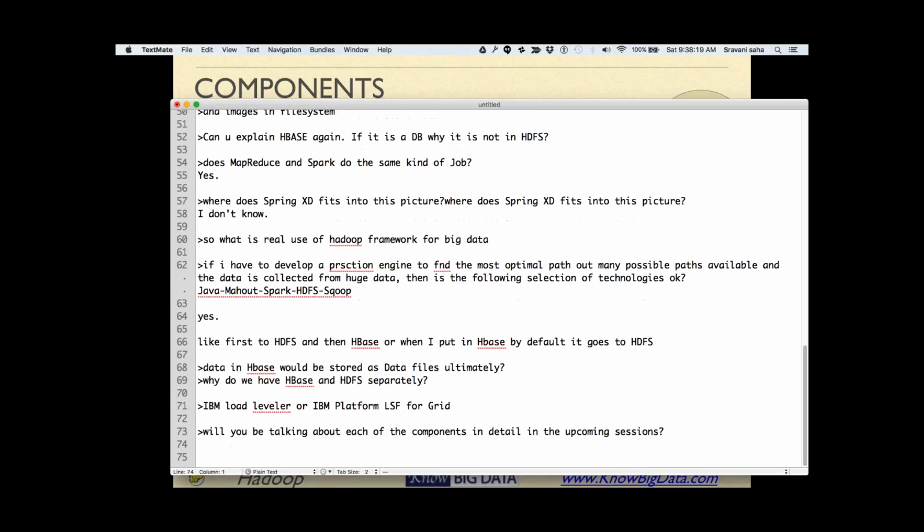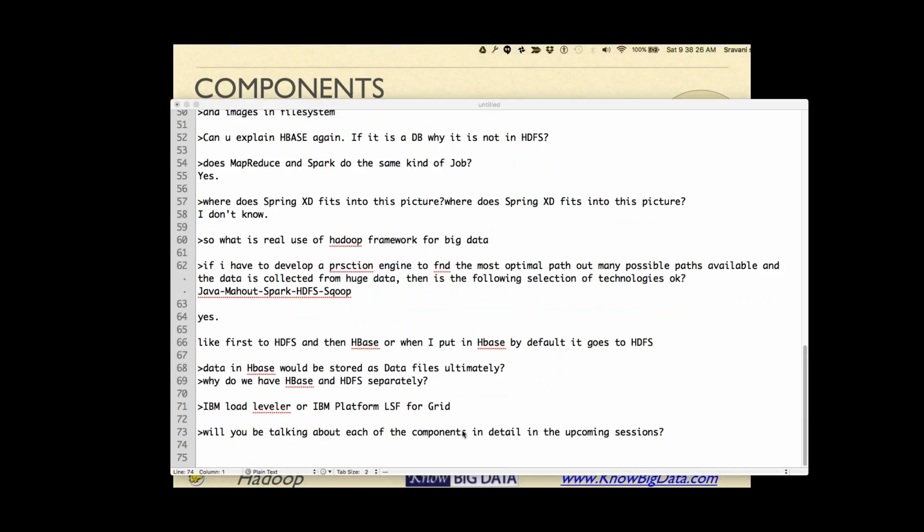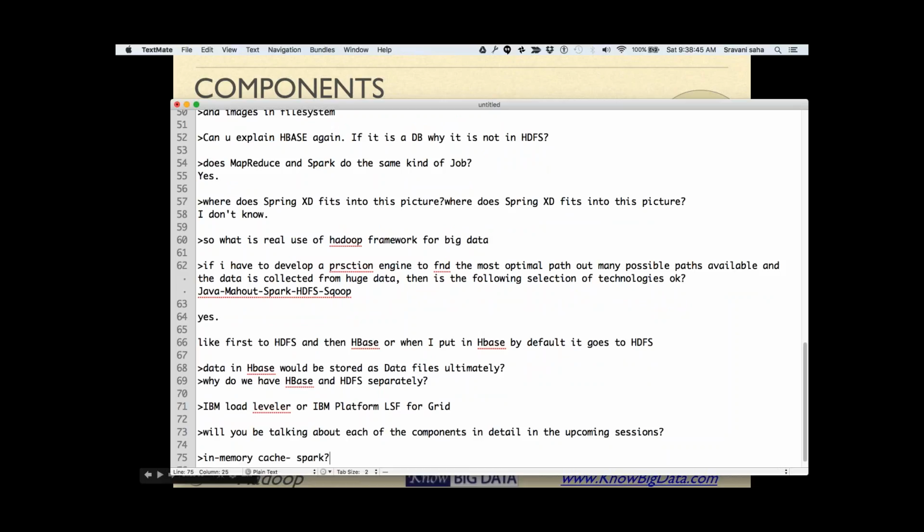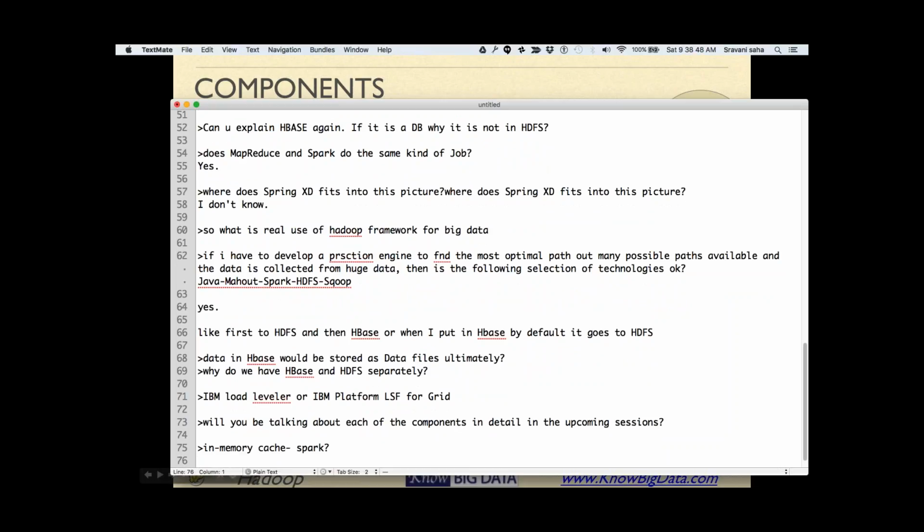Will you be talking about each component in detail in the upcoming session? That's Mamta's question. Yes, thank you, Mamta, for asking this. All of these components, whatever we have talked about today, we will go into the details, along with one more component called Zookeeper. Sindhu's question is, does in-memory cache mean Spark? Kind of, yes. Spark provides you both functionalities, persisting things in memory as well as on disk.